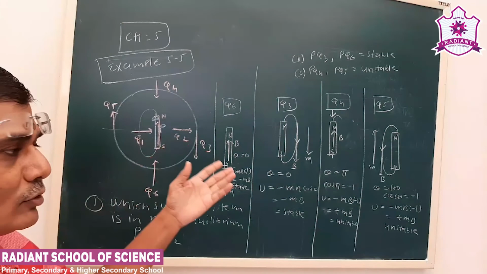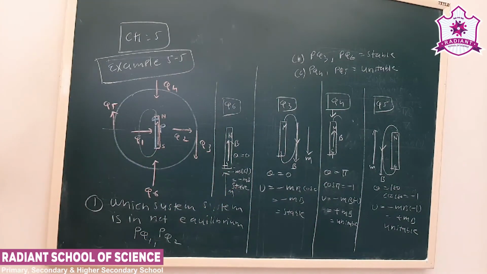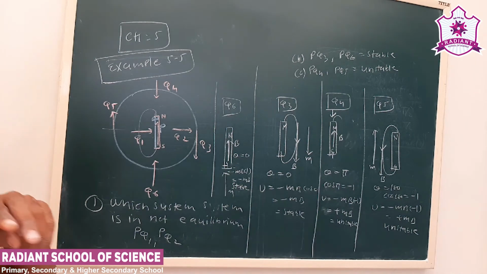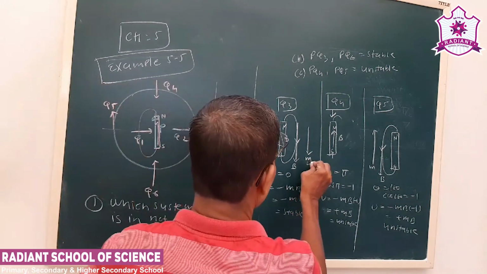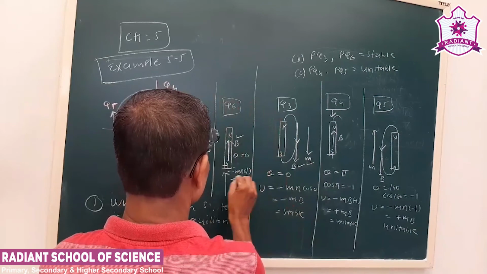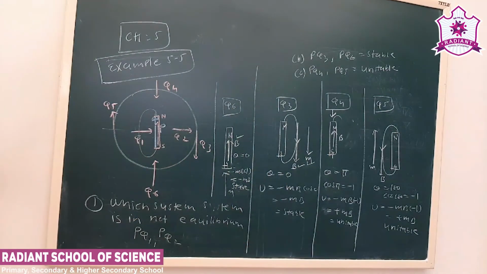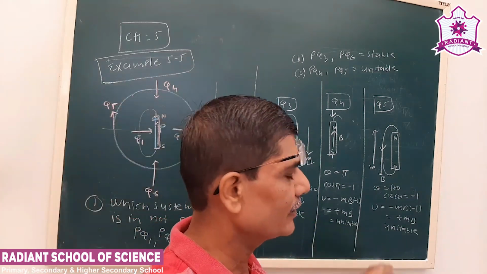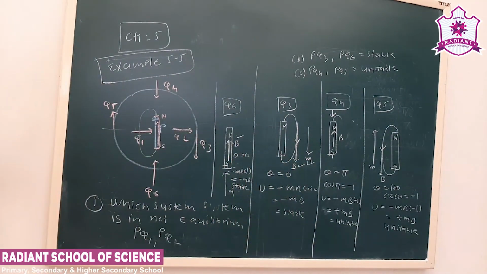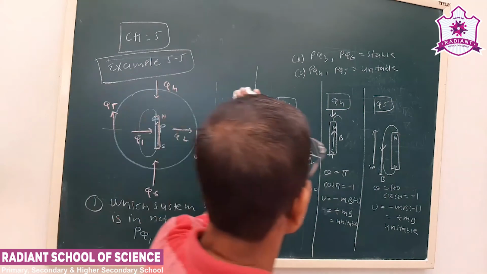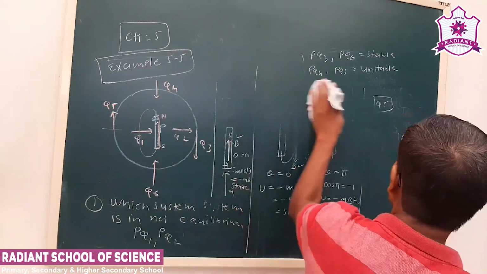Now see, all six we have calculated. For 1 and 2, theta was 90, so cos 90 is 0 and the potential was 0. Now Q3 and Q6: M and B are in the same direction, that's why stable equilibrium. Q4 and Q5: theta is 180, so they are unstable. Now see the last part of the question. It was part B here.